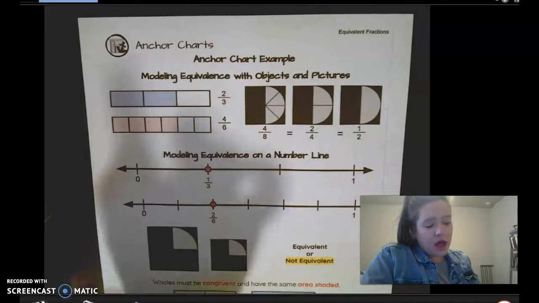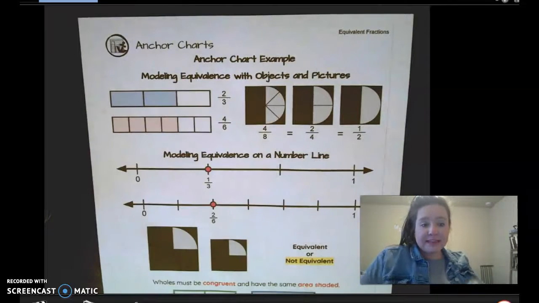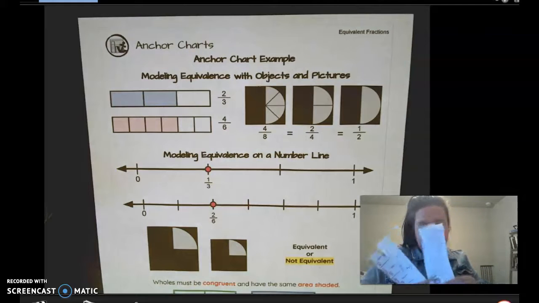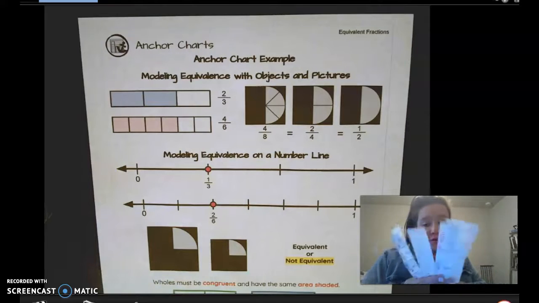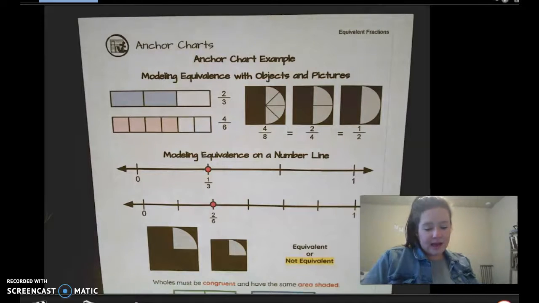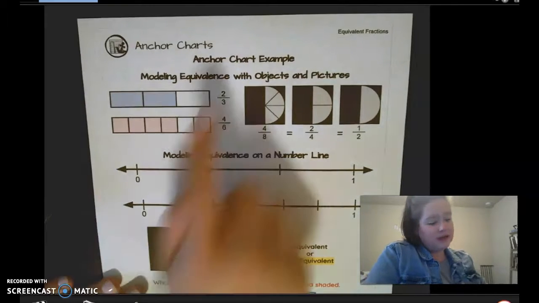So here is a picture. This looks very similar to the fraction pieces that we created. So I want you to go ahead and have these on hand. If you don't have them, go ahead and go get them wherever you have kept them. And if you still haven't made these, you really need to do that, okay? You really need to do that.